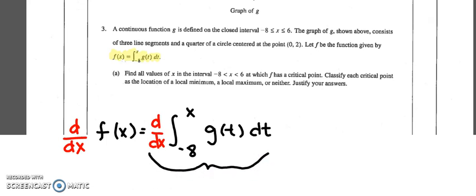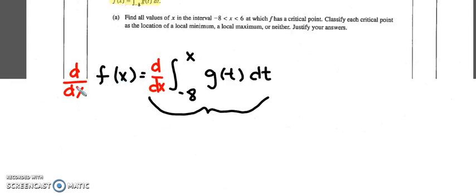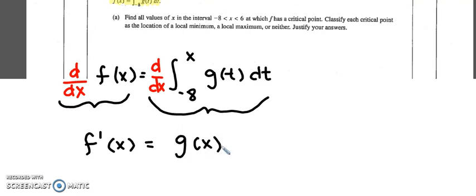So the derivative of f of x is just f prime of x. So this left side is just f prime of x. And the derivative of this, after you've applied the fundamental theorem of calculus, is just g of x. So f prime of x equals g of x. And this is what we're going to use to find our critical points.